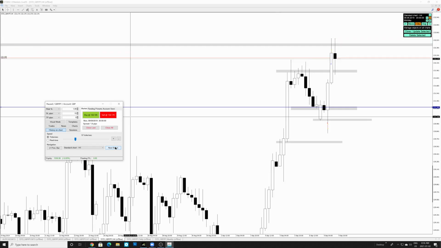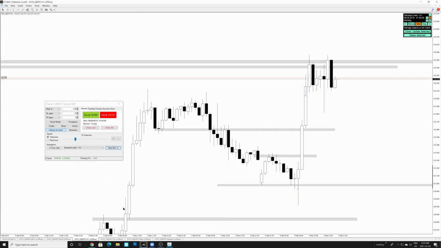Oh, so we're just ranging at this point here. Let's look at the 1 hour time frame. Yeah, we're just ranging at this point here. Awesome. Let's move on to the next London session.